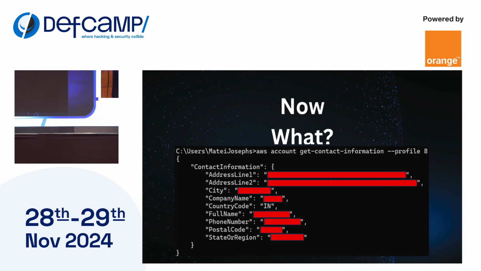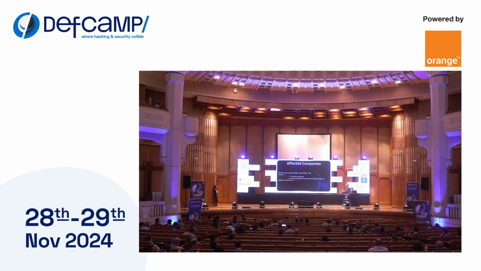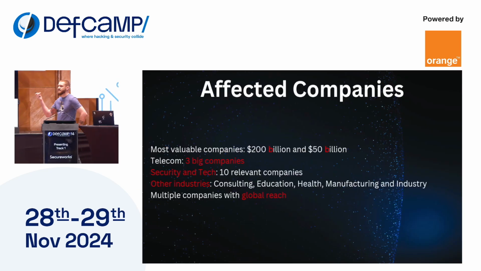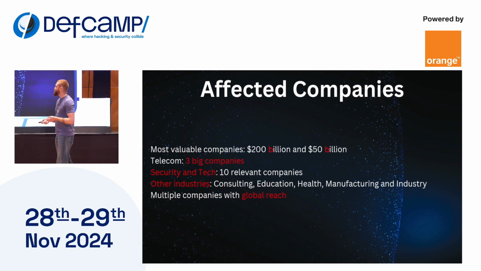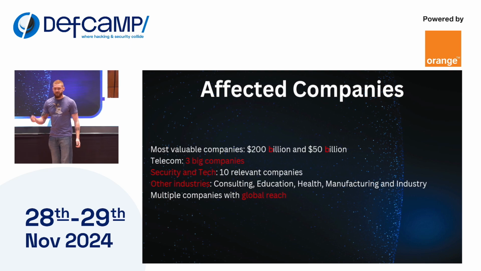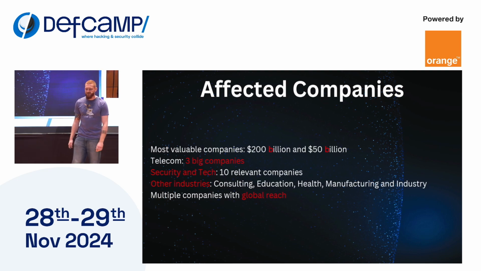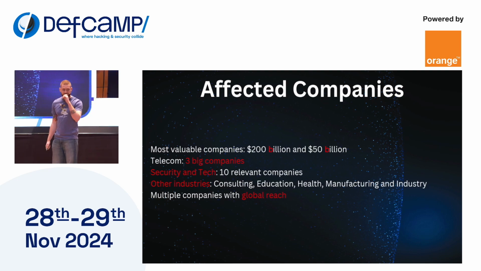Well, we were thinking that it's only small boutique companies affected by this sort of issue, right? But no, actually, we found companies worth over 200 billion, respectively 50 billion, companies that you definitely heard about, but we can't name at this point. We found large telecom companies. We found companies in security and tech, companies all over the world. So we were actually surprised.